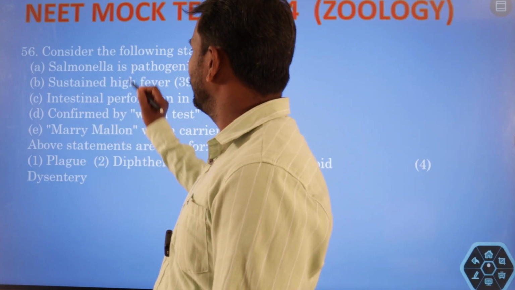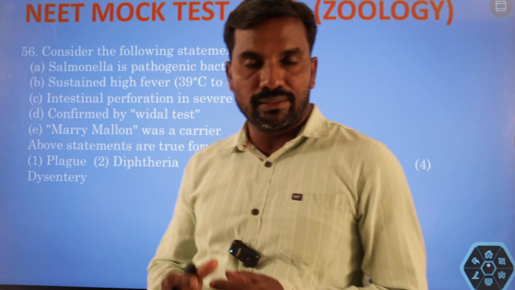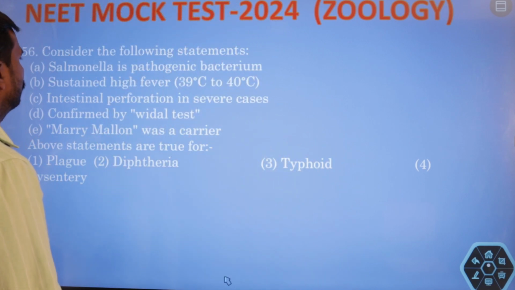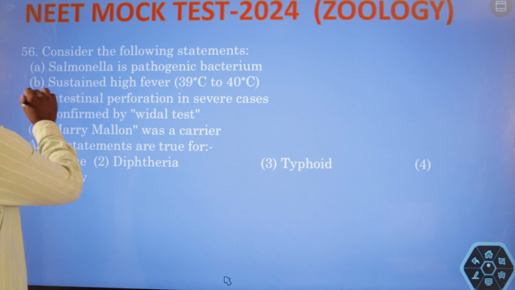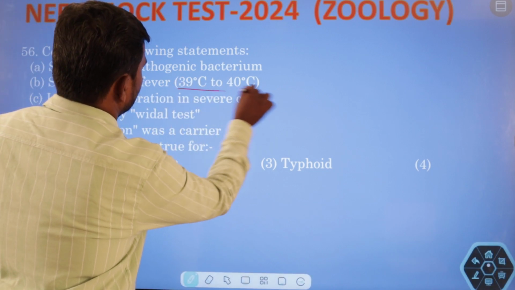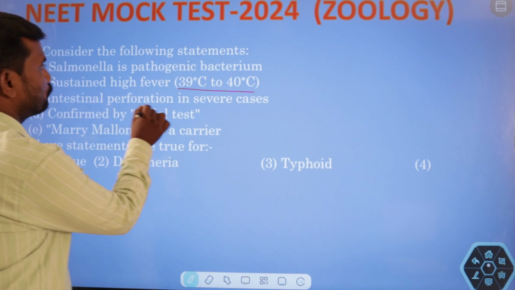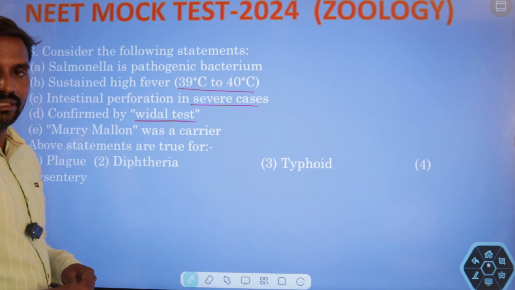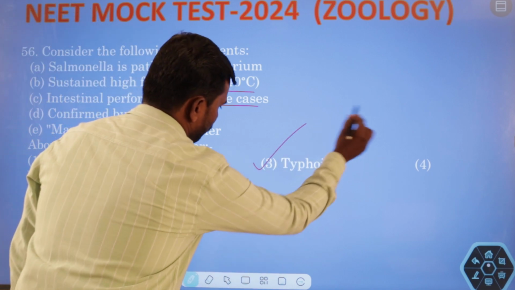Salmonella is a pathogenic bacterium. Salmonella typhi is primarily responsible for causing typhoid fever. As you know very well, it shows sustained high fever of 39 to 40 degrees, and in severe cases, intestinal perforation. It is confirmed by the Widal test, which is the confirmatory test for typhoid fever.